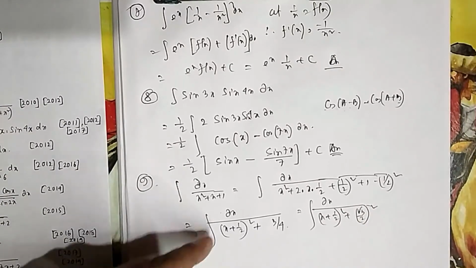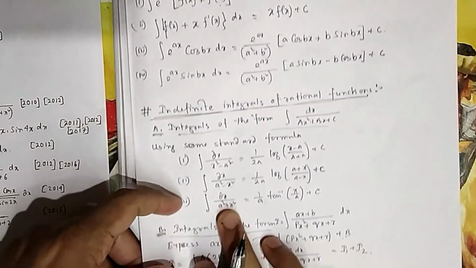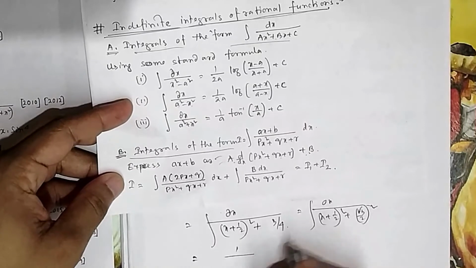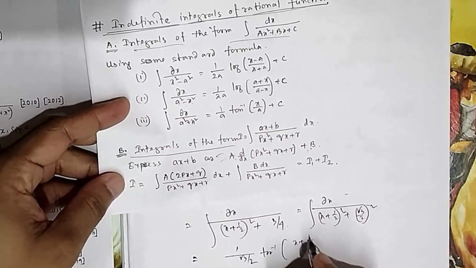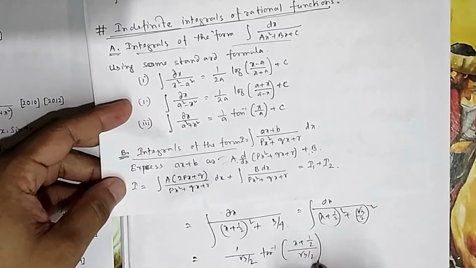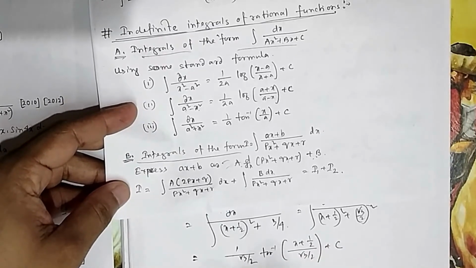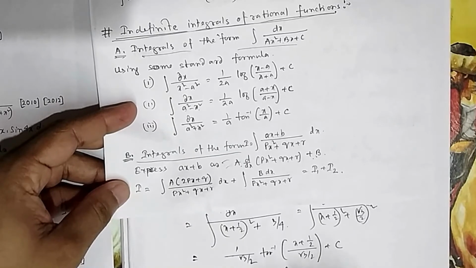It is x square plus a square format. So it is x square plus a square means this one. This is the answer. So it is 1 by a. So 1 by a is here root 3 by 2, and then tan inverse x by a. This is x, this is a, plus c. It will be 2 by root 3 tan inverse 2x plus 1 divided by root 3 plus c.